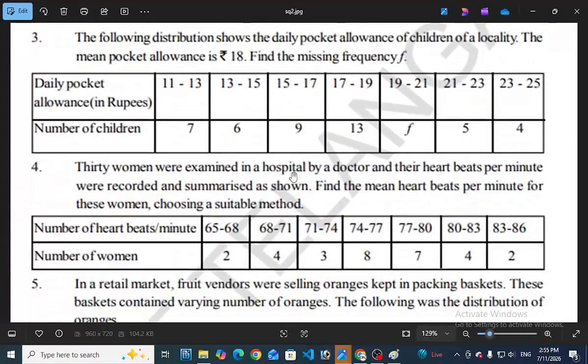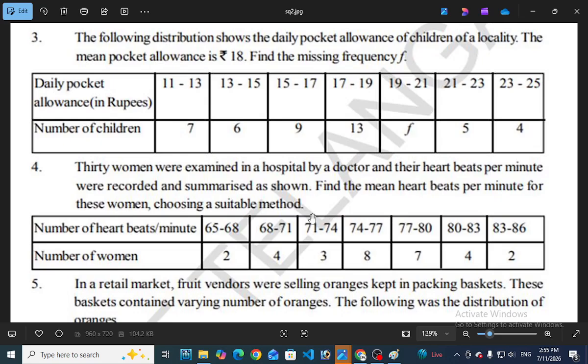Welcome to the Statistics chapter. Here we have exercise 14.1, fourth question. 30 women were examined in a hospital by a doctor and their heartbeats per minute were recorded and summarized as shown. Find the mean heartbeats per minute for these women.